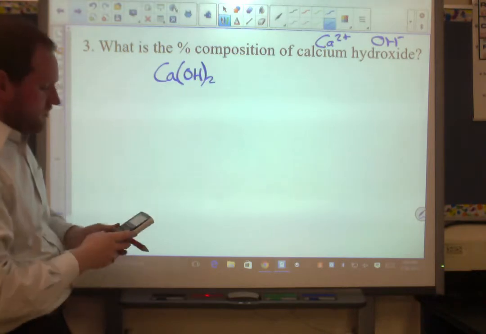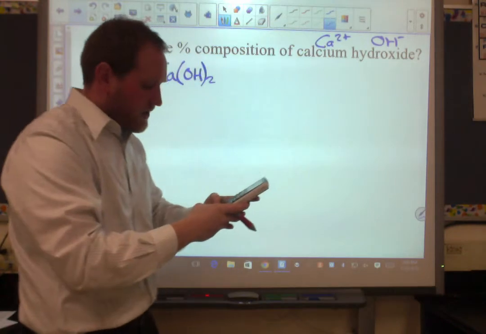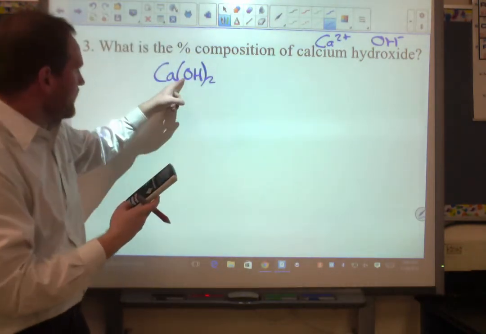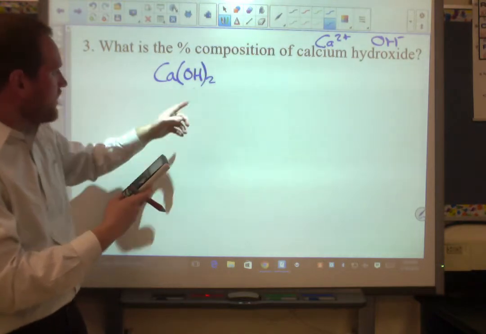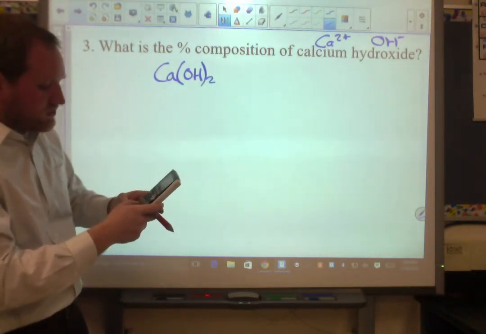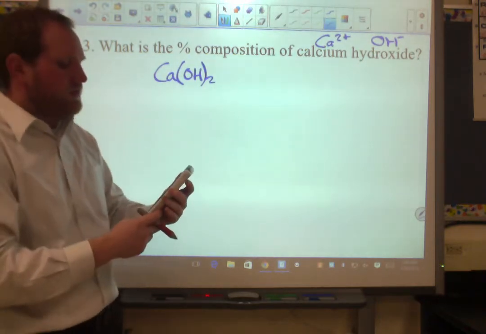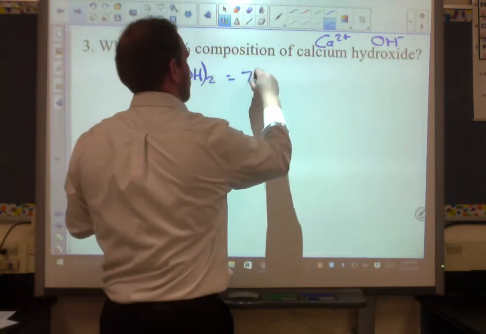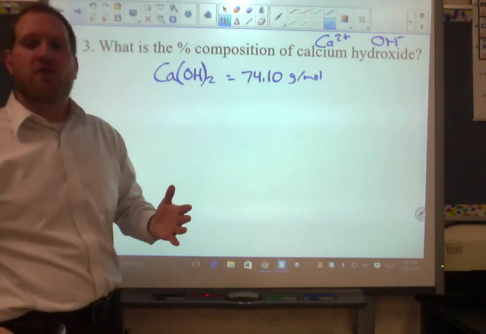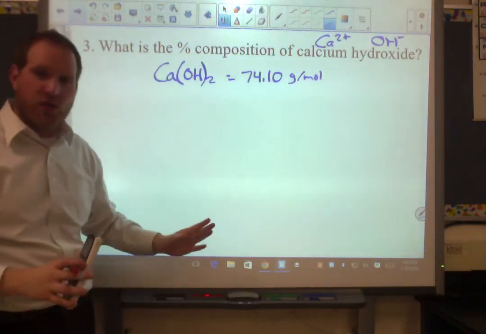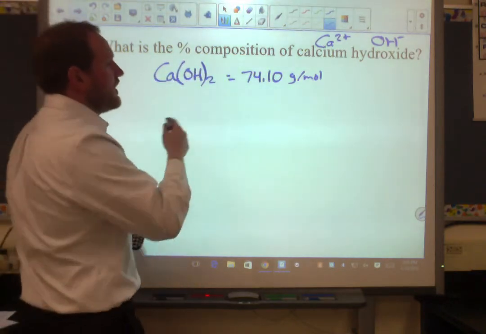So for Ca(OH)2, there's 1 calcium, that's 40.08, plus 2 oxygens, that's 32, 16 plus 16, plus 2 hydrogens, that's 1.008 times 2. I get 74.096. I'm going to call that 74.10 grams per mole. Your teacher will probably agree rounding off to 2 decimal places is totally fine for these. So that's the total mass, and now we need to see what each element is.